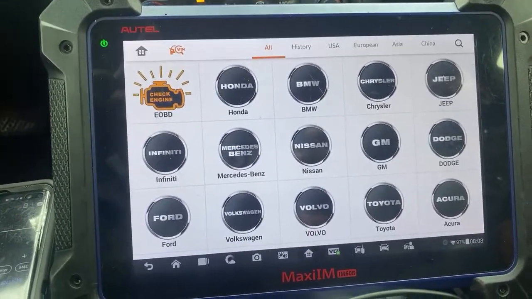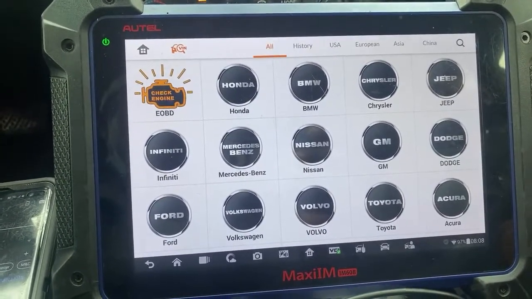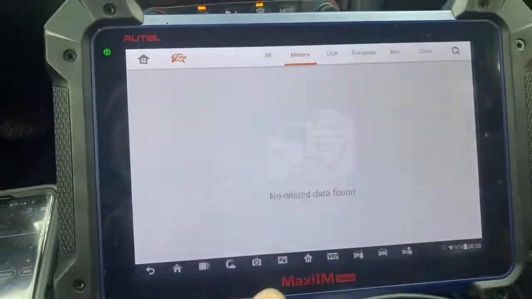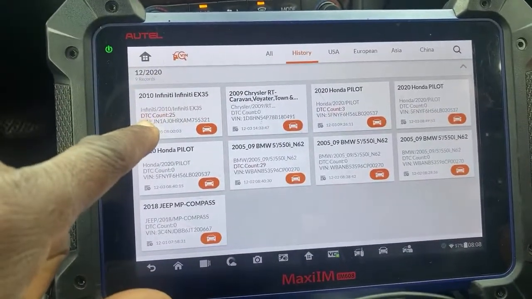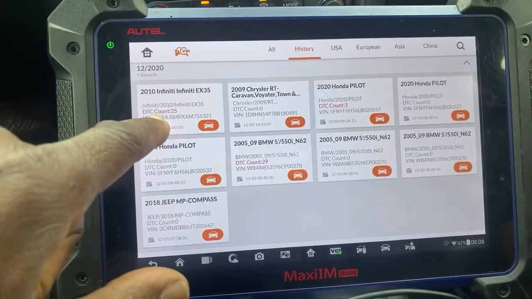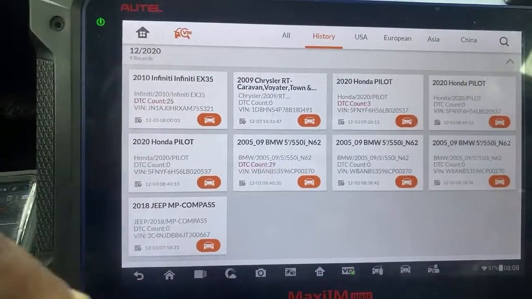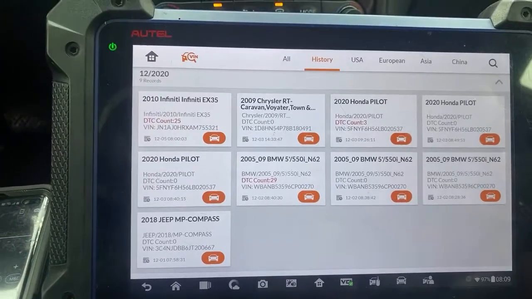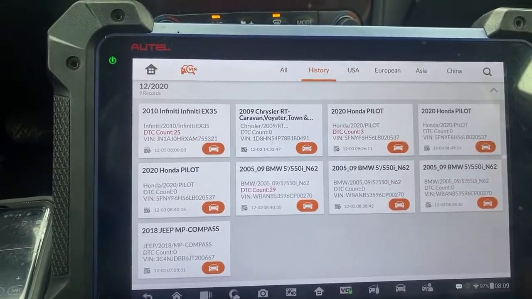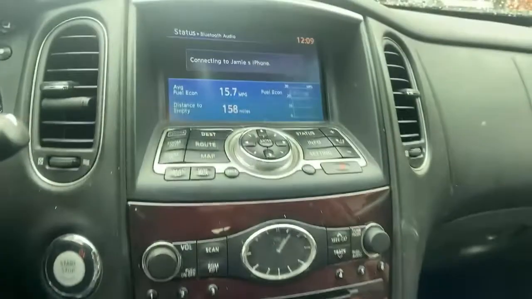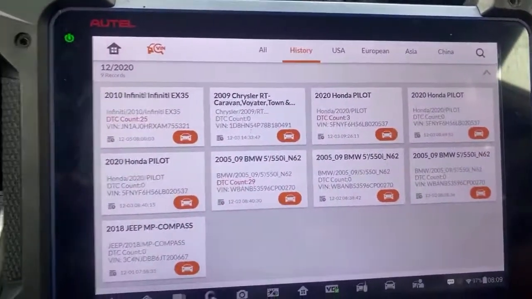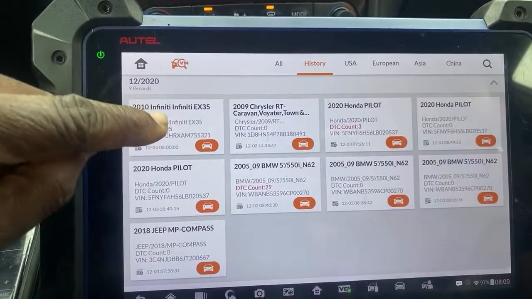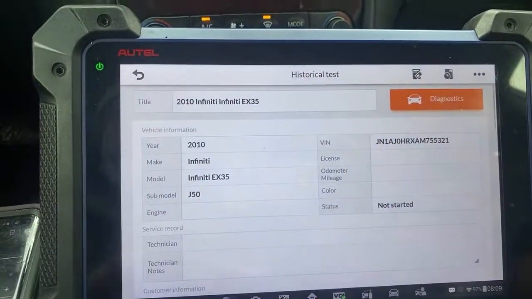So I just diagnosed this car a few minutes ago. You have two options. You can go to the history. History will tell you the last car and how many codes you have. In general, for the whole car, it has 25 DTCs. The engine has two, the transmission, and so on, because this car is full of body control systems. So now I'm going to open this, and then I will go to diagnosis.